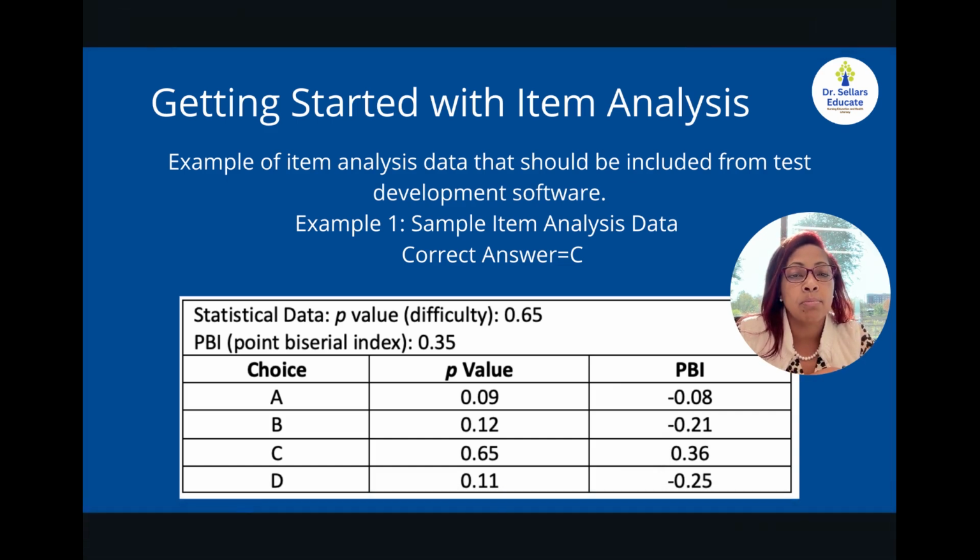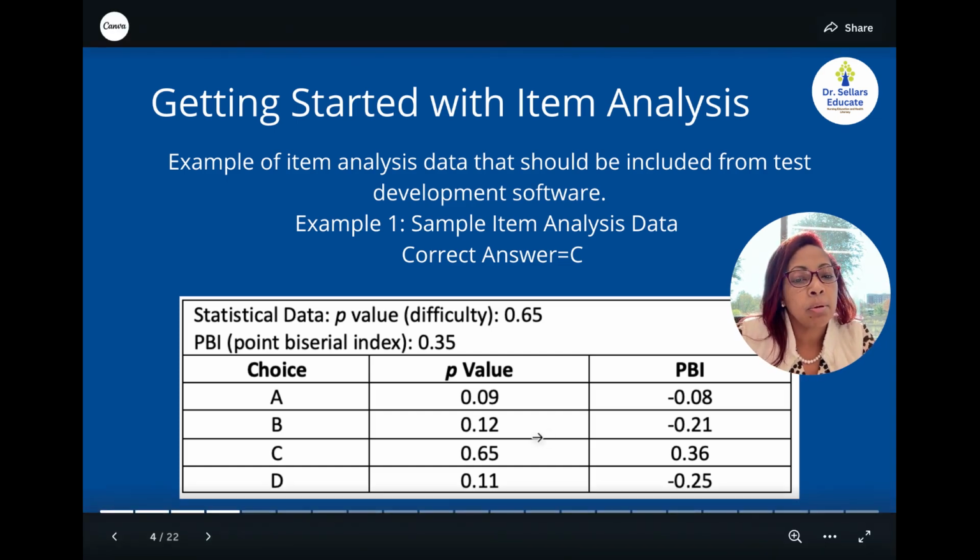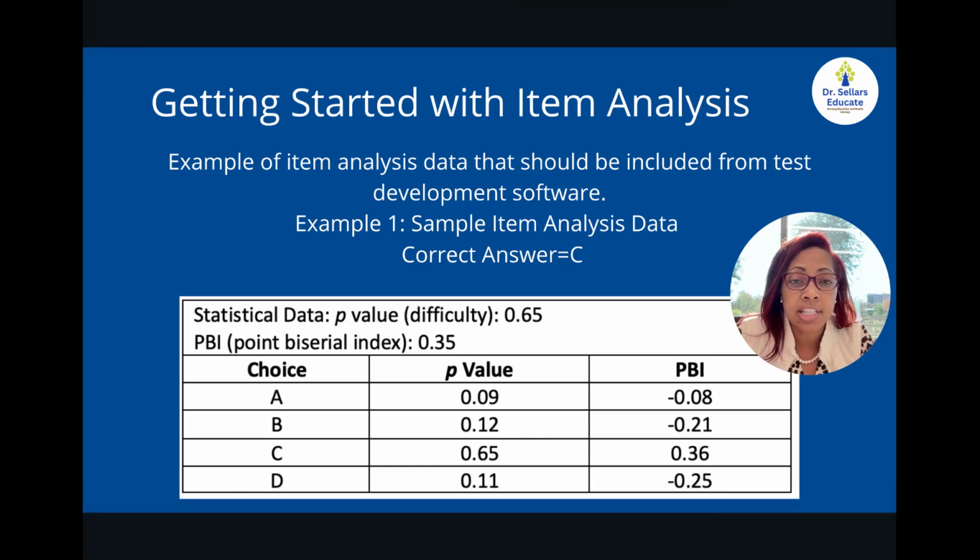Positive for the correct option means more high scoring students chose this option more often than low scoring students. So that's a win. And 36% of students chose this option. The next element we want to look at is p-value. 0.65 tells us that 65% of the students chose the correct option.